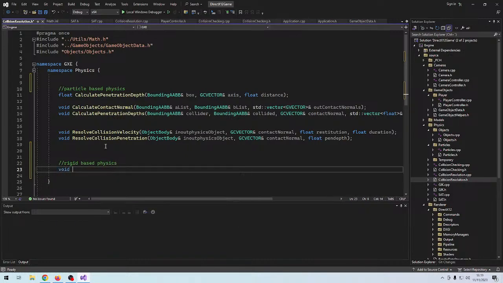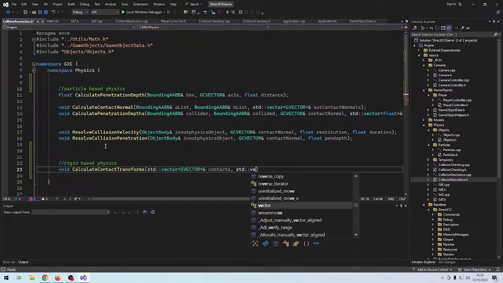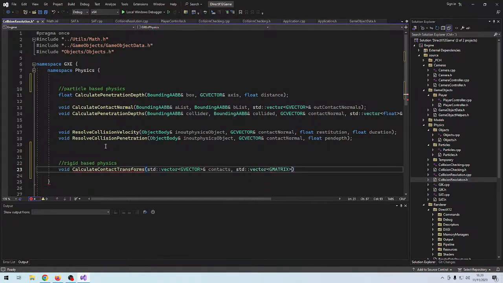And we want a void function where we calculate some contact transforms, and we take in a vector of g vectors, contacts, which we reference, and then we output some matrices, contact space transform. Yeah, and we will do that.